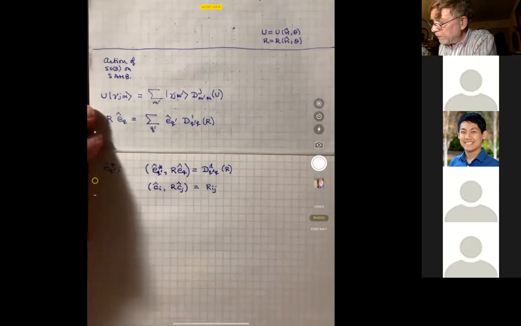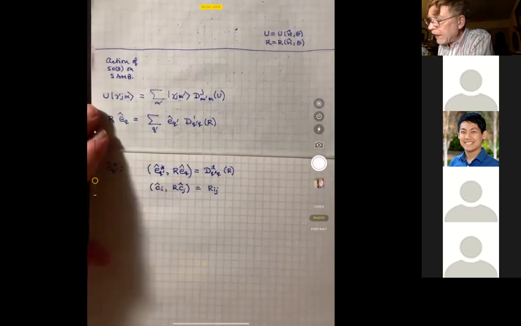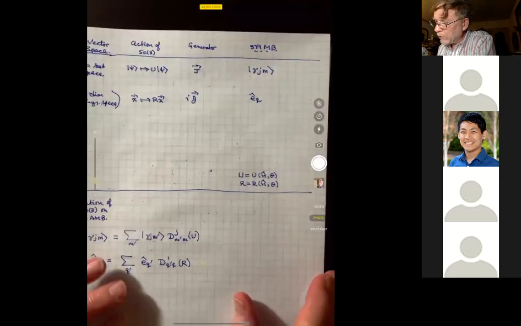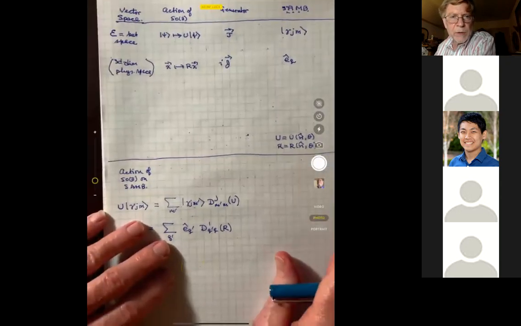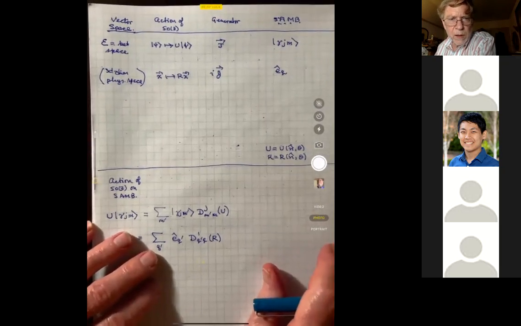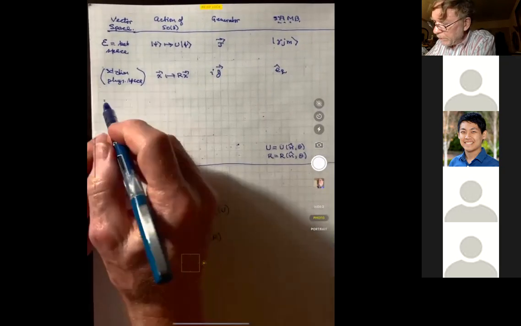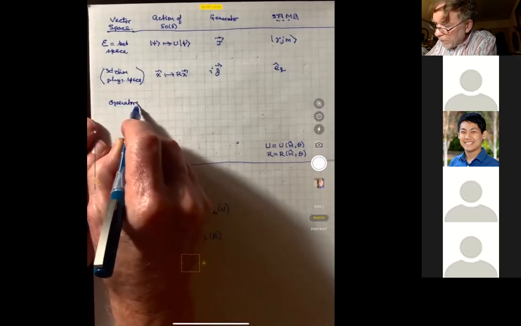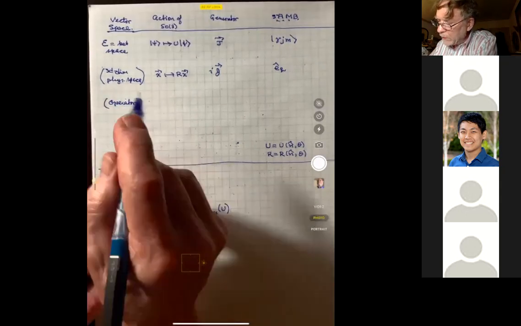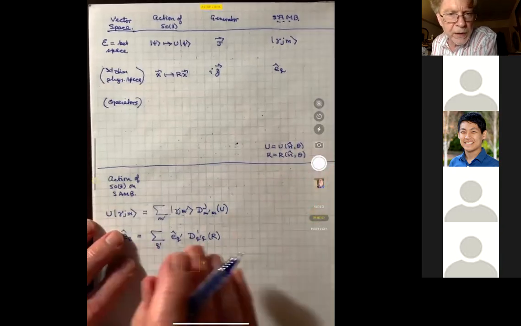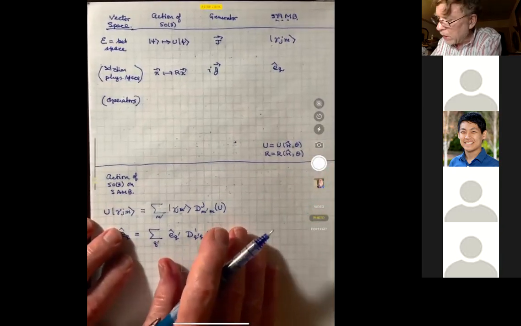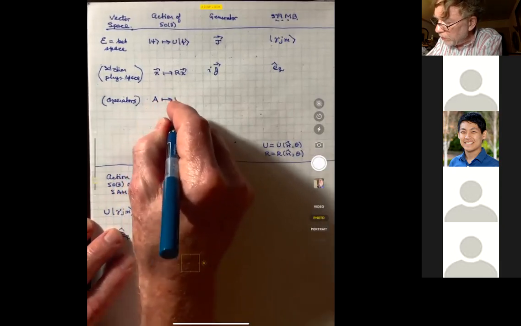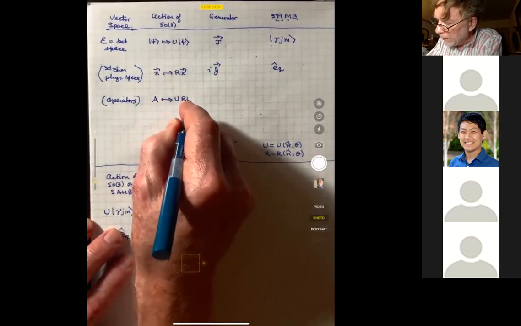Now, in the next stage, let's go back to our table of vector spaces on which rotations act. Let's generalize it even more. Let's talk about spaces of operators, I mean the operators that act on a quantum mechanical system. They form a vector space because you can add them and multiply them by scalars. If A is such an operator, how does it transform under rotations? We just showed what that was in the last lecture.